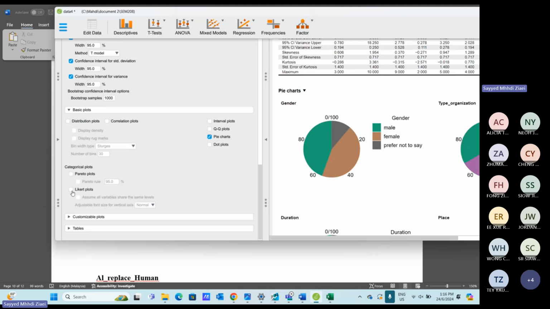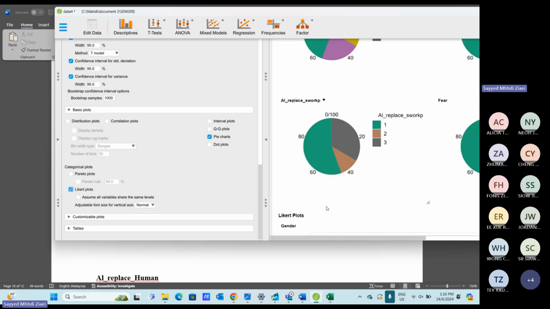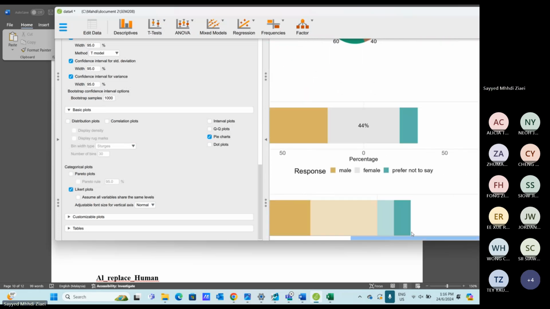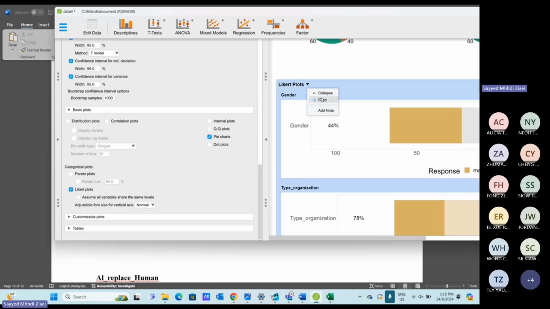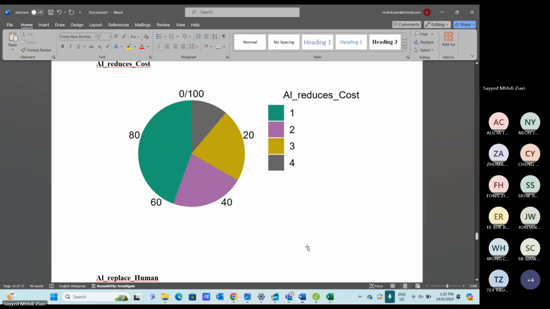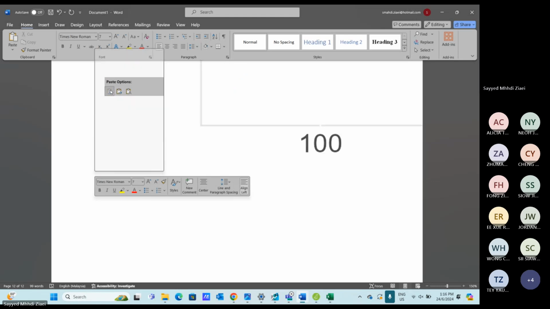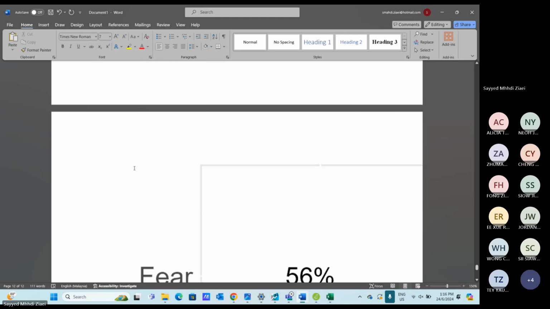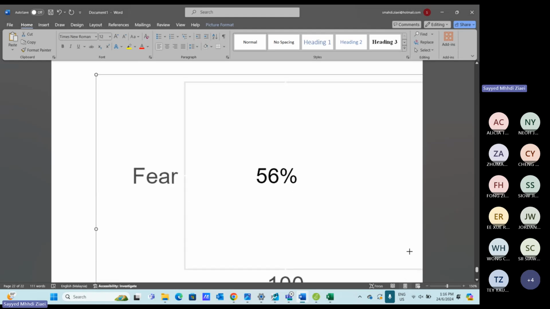Or if you want to have a Likert plot, automatically you have it. You should give some time to your software. This one is for Likert plot. Again, copy, paste it. Need to adjust it now.